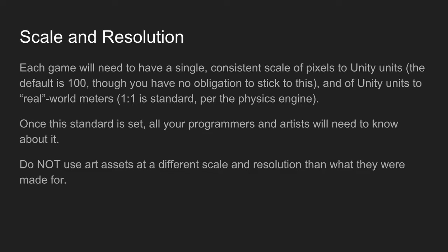And then you also want a really consistent scale of Unity units to real-world meters. 1-to-1 is standard. 1 Unity unit is 1 meter. 1 pixel is 1 centimeter. Again, you can change those numbers as much as you please, but be consistent for your entire game. Don't make an apple that is 150 pixels tall or 512 pixels tall, and then make a character that's 64 pixels tall, unless your apple is gigantic and your character is small. Because it's just going to look a lot better if everything has a consistent scale and everything matches together.